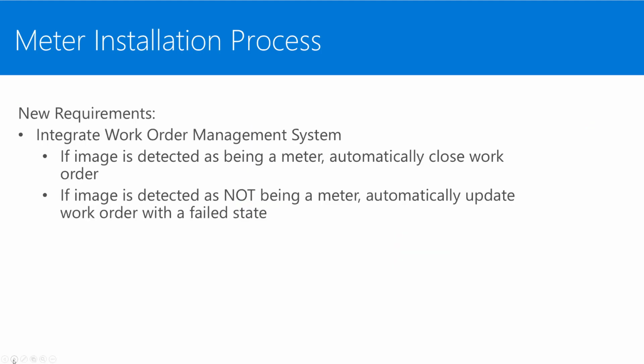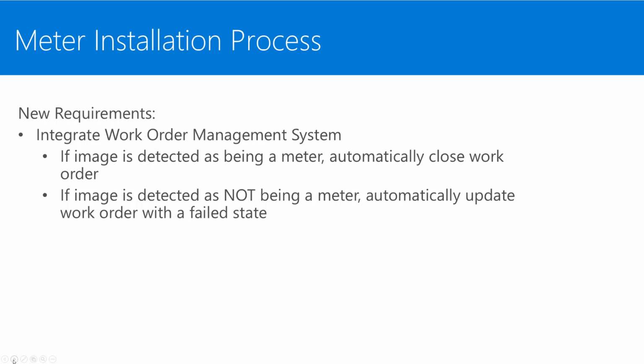So these are the new requirements. We need to be able to integrate these events into the work order management system. What we've been able to determine is that the process is working well in the sense that the computer vision API is able to accurately detect whether or not the photo is that of a meter. Really, this is all about not wanting to store images if they're poor. For example, if the technician took a picture of their foot instead of the meter, we don't want to store that as being the actual truth.